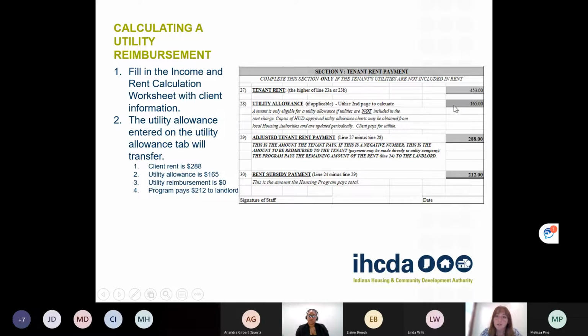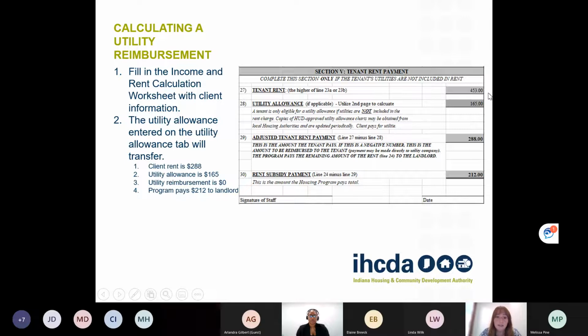And then really quickly, we'll go through another example. So we'll say in this one, the client has increased their income. So now their expected rent would be $453 a month. Their utility allowance will stay the same since there haven't been any changes to that.